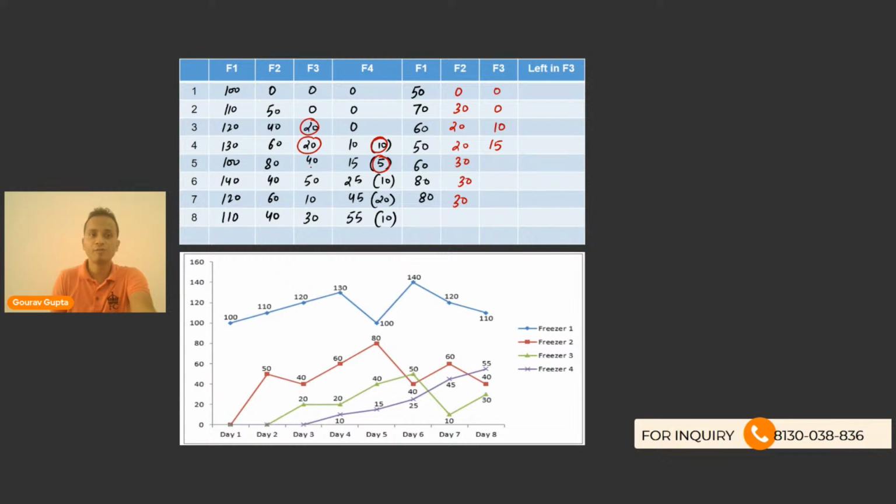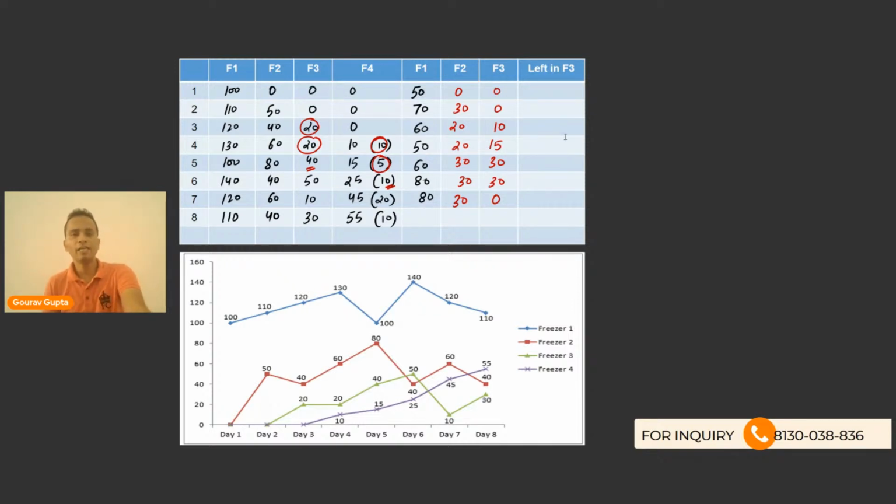Then day 5, it will be 40 minus 10. That is 30. All right. Clear? Then 50 minus 20, 30. And then 10 minus 10, that is 0 tubs sold from F3 on day number 7. Day number 8, we cannot find out anything because we don't know anything about day 9. So we'll restrict ourselves, as far as selling of these tubs, up till day number 7.